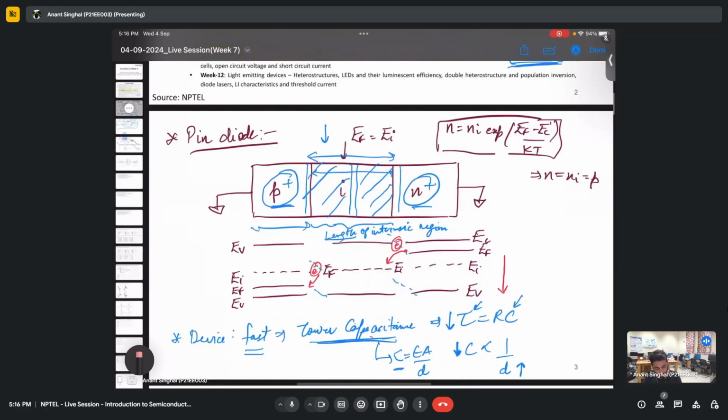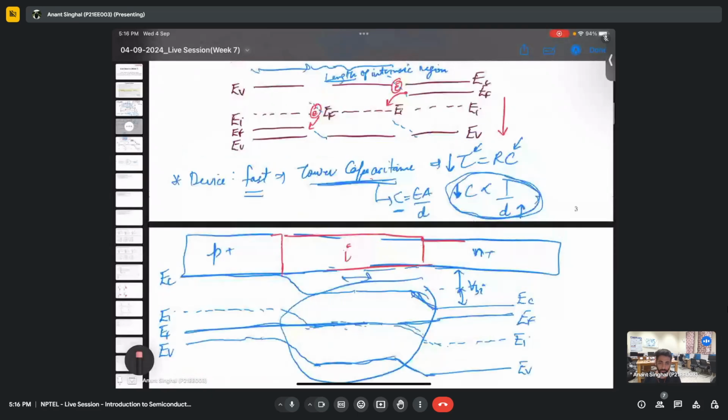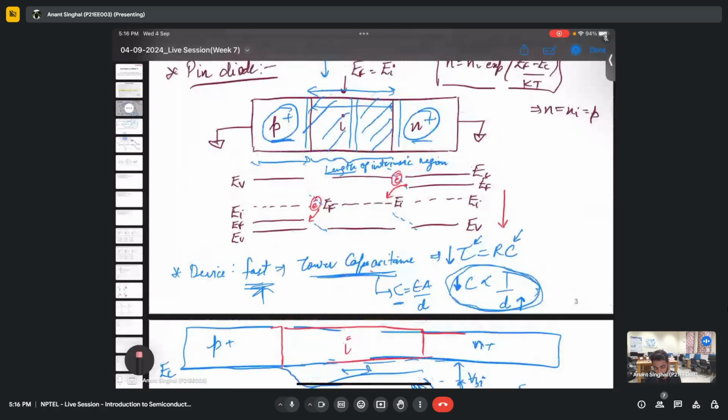Because ultimately we want to have a higher depletion width, right? Decreasing the width would have a bad effect on the device, because ultimately we want the device to run fast. So this is not a good way to go ahead; instead we should increase the doping to have a good effect on the device.